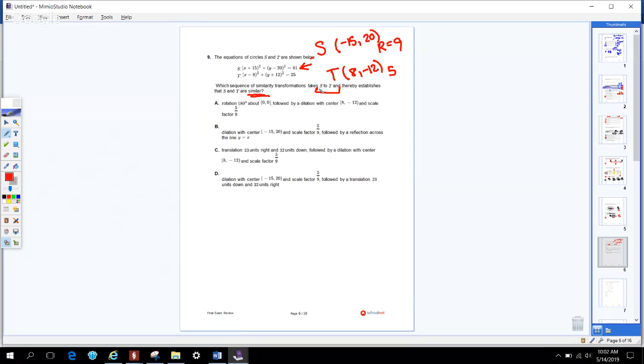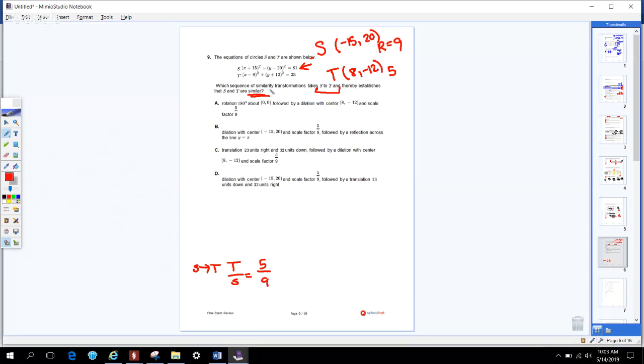So we already know if it's going S to T, we're going from new over old. So I'm going to take my T divided by S. My T is 5, my S is 9. So that's my scale factor, which unfortunately every single one of these has. Now we have to figure out, how does S move to T?